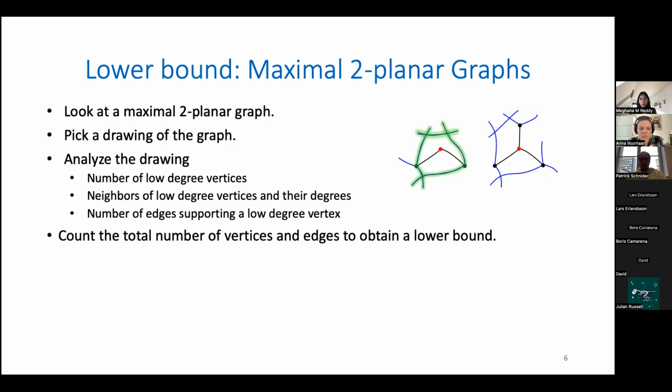So we follow this approach. The first step is to pick a drawing. Now the question is, what drawing do we pick? We will get to that. The second step is to analyze this drawing, find properties, and get as many details as possible. The third step is to finally count the number of vertices and edges. Now let's go through each of these steps in more detail.